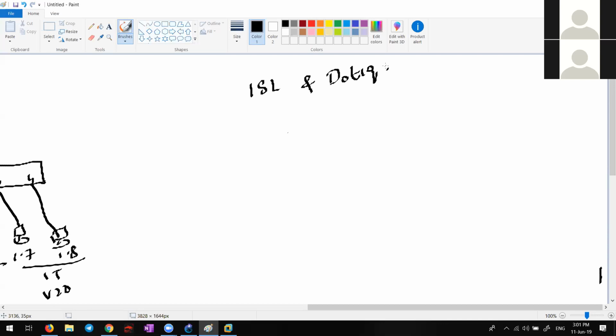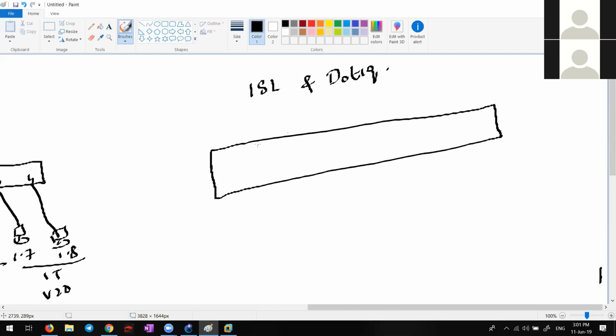Okay, so it's like this. ISL will add something like this. So normally a frame will be how? Tell me. What all fields are there? Layer 4 data, frame only. There is a data here and there is an FCS here.